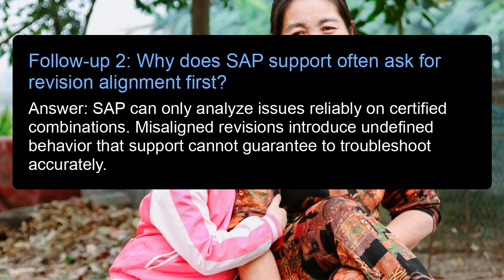Follow-up 2: Why does SAP support often ask for revision alignment first? Answer: SAP can only analyze issues reliably on certified combinations. Misaligned revisions introduce undefined behavior that support cannot guarantee to troubleshoot accurately.